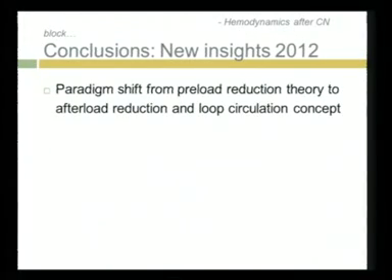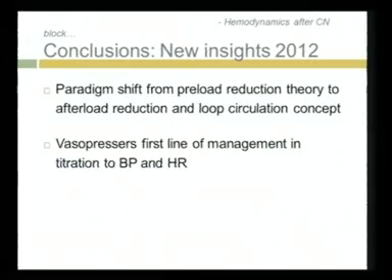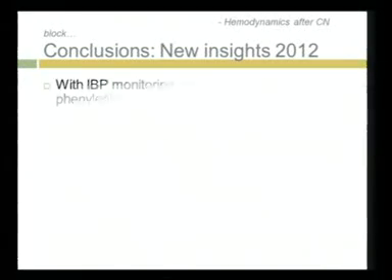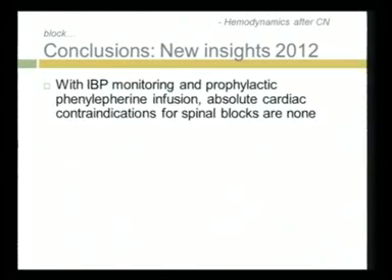So what is the conclusion from all these? There is now a paradigm shift from the preload reduction theory to the afterload reduction theory in the looped circulation concept. The vasopressor should be the first line of management, titrated to blood pressure and heart rate. No myocardial depression occurs with central neuraxial block, and bradycardia is usually because of overactivity of the vagus, which should be responsive to atropine. With IBP monitoring and prophylactic phenylephrine, or other inopressors depending on the case, there is no absolute cardiac indication against spinal blocks.